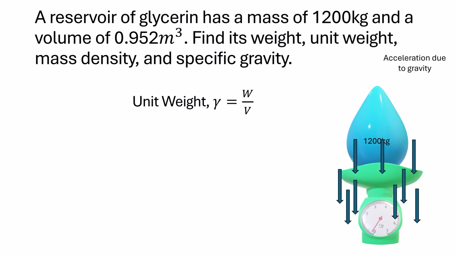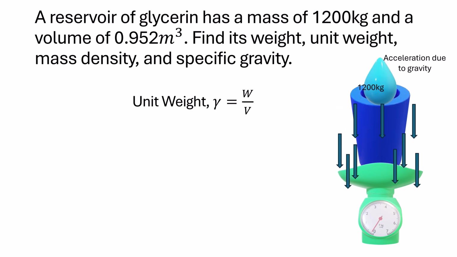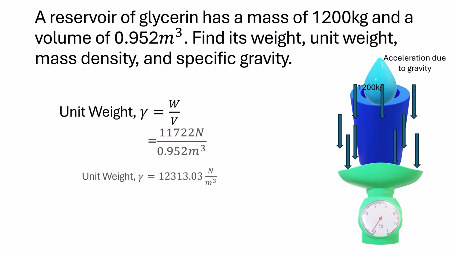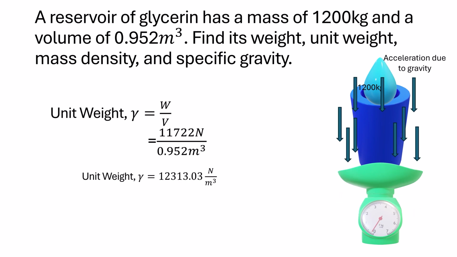Unit weight is the weight of the substance per unit volume. In simple terms, it is the measure of how much a material weighs which occupies a given space. Our computed weight is 11,772 newtons, and the volume is stated in our problem, which is 0.952 cubic meters. A weight of 11,772 newtons is occupying a volume of 0.952 cubic meters. Dividing our weight by its volume, our unit weight would be 12,313.03 newtons per cubic meter.